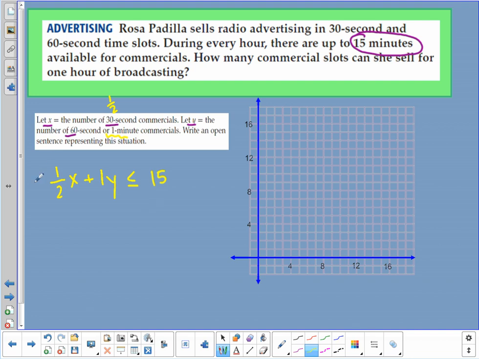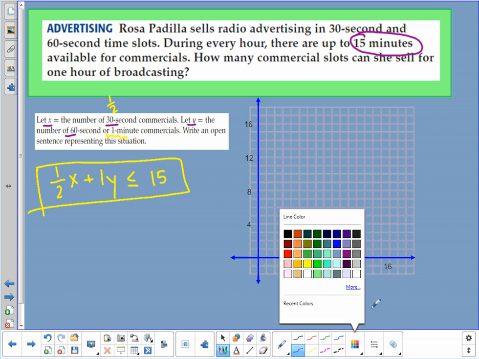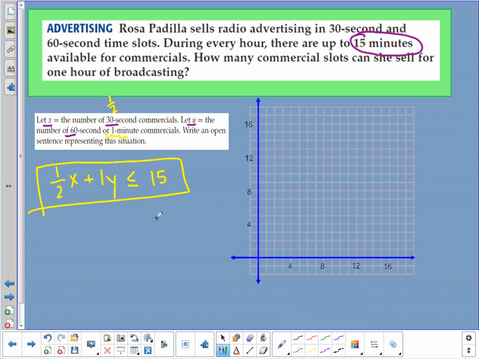So this is my equation that I wrote. Now I'm going to solve it for y. Remember that having a 1 in front of that y doesn't mean anything. We don't need to divide by 1 because it doesn't change our answer. So I'm going to subtract the 1/2 x. And that leaves me with y is less than or equal to negative 1/2 x plus 15. And again, I don't have anything to divide by, so I'm done here. My equation is ready to be graphed.